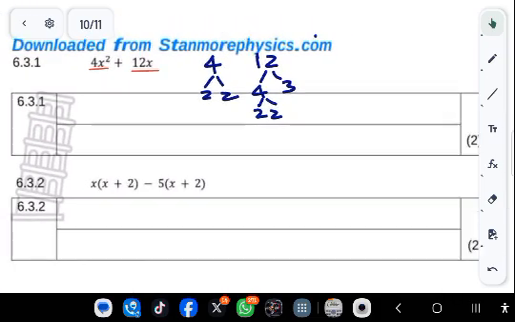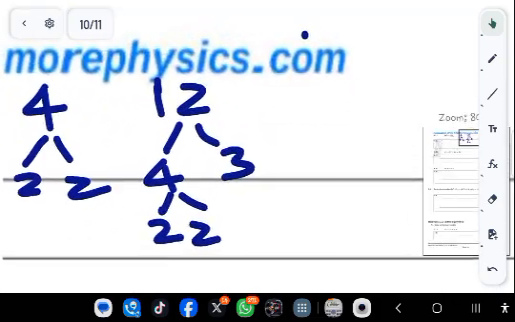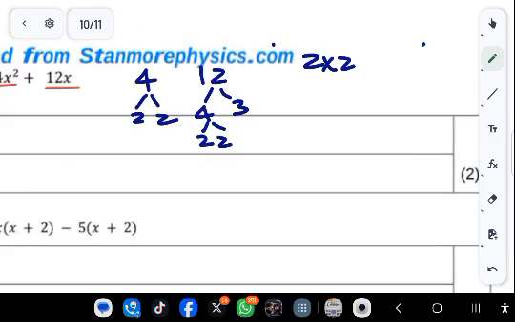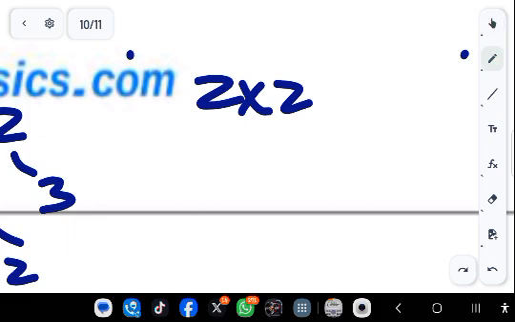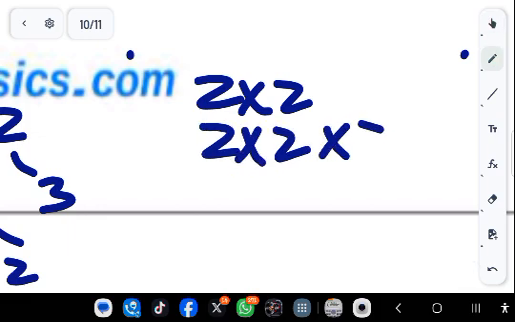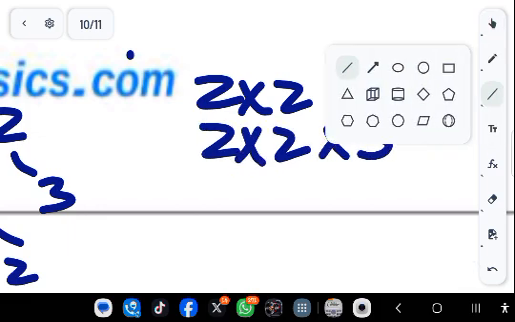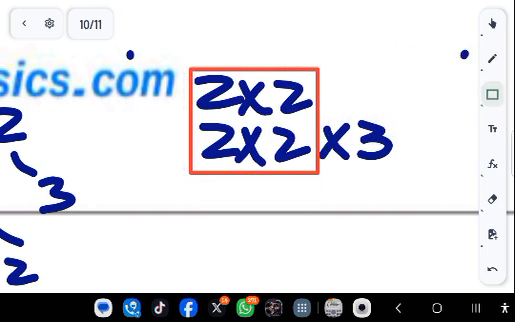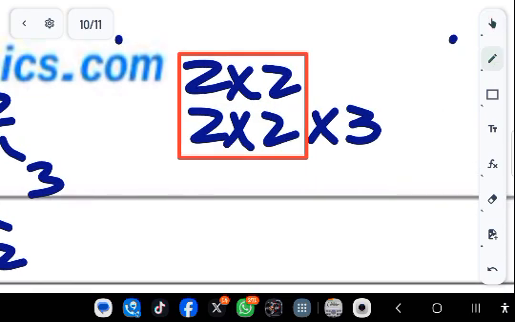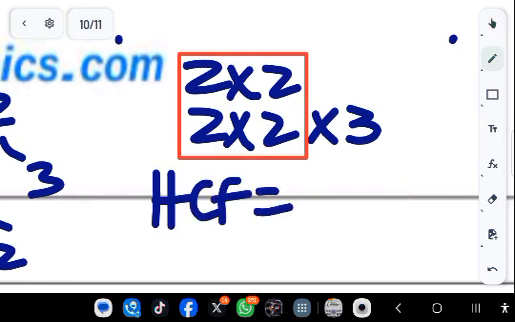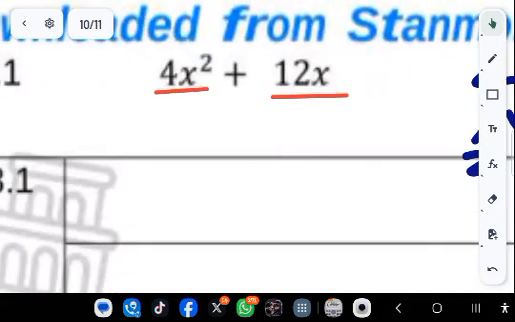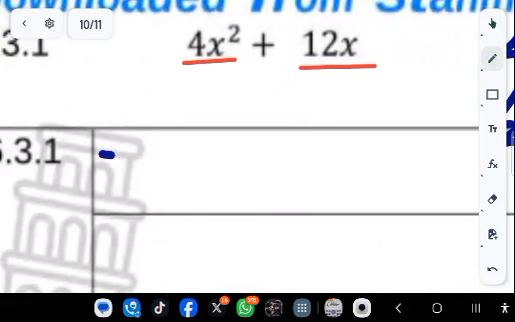Alright, so let's line them up. That will be 2 times 2, and then we have 2 times 2 times 3. That is for 12. So we circle this, and that is your highest common factor between the two numbers. It's equal to 4. So that's what you take out. The common factor for the numbers will be 4.